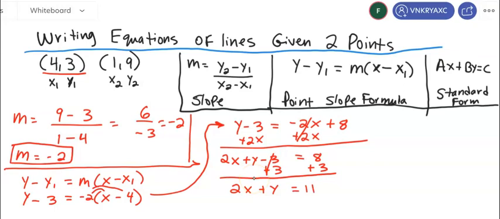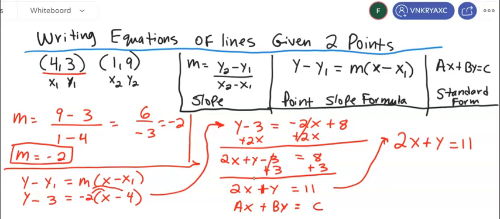Okay, so let me check everything. The ax is positive, which is 2x. We have the by, our y is fine. And we have our c. No fractions involved. It all looks good. So our answer will be 2x plus y equals 11. And that's our standard form.